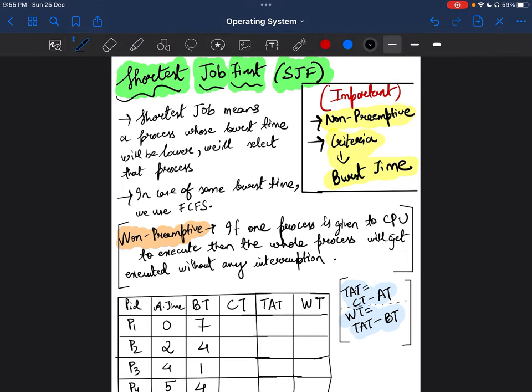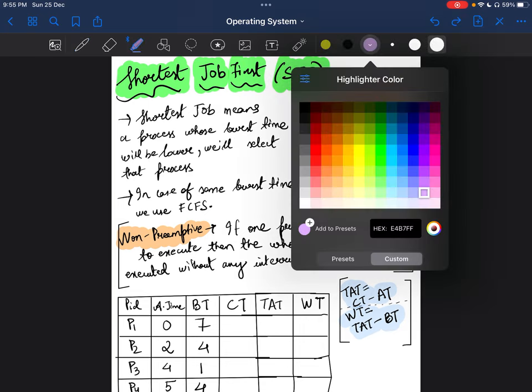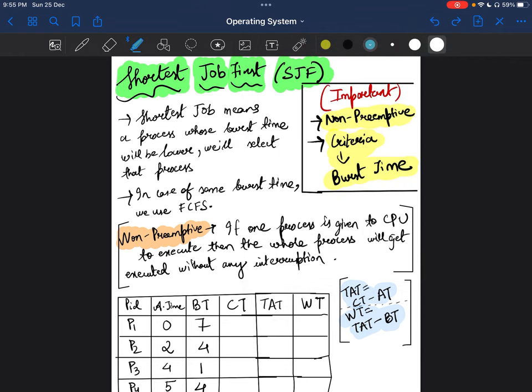I'll just underline that: whose burst time is lower, we will be selecting that process. In case of the same burst time, we will use FCFS. Yeah, that's it on FCFS.